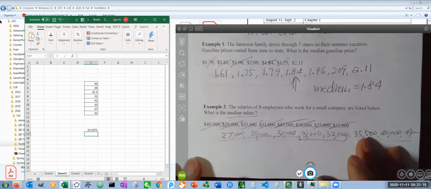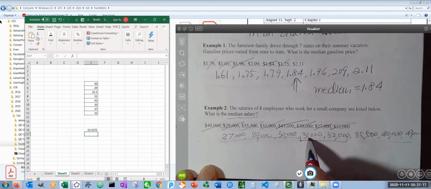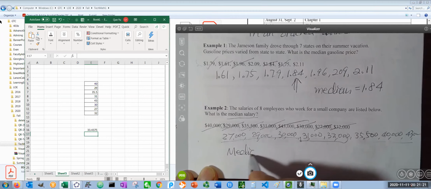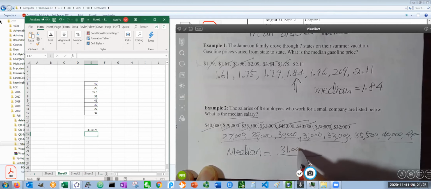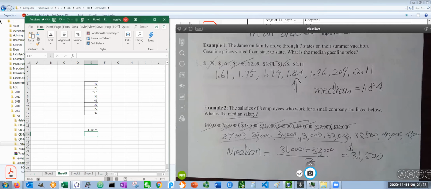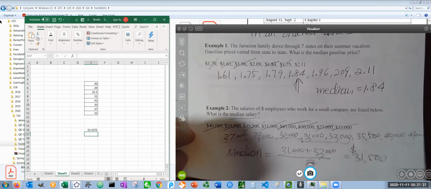Whenever you have 2 numbers in the middle, you do a simple average between these 2. So that means the median is just one single number, equals 31,000 plus 32,000 divided by 2. So that's 31,500. And that's the median. Yeah, that's how we calculate the median of the data set.